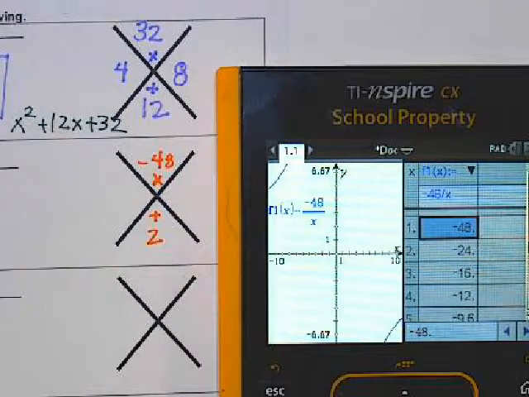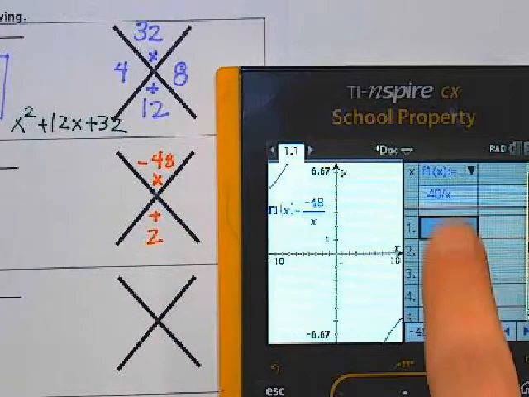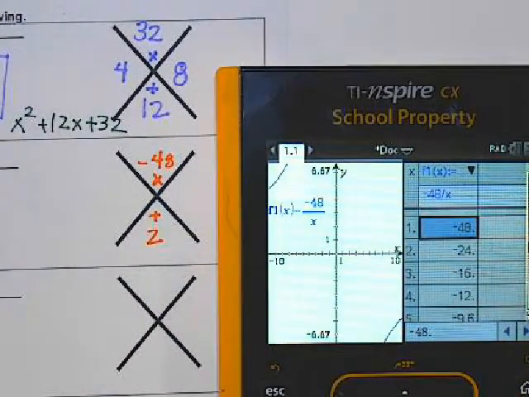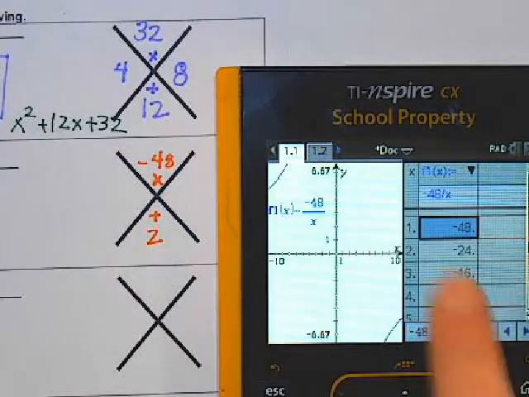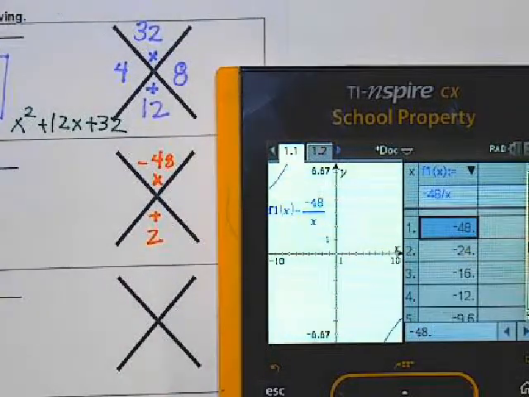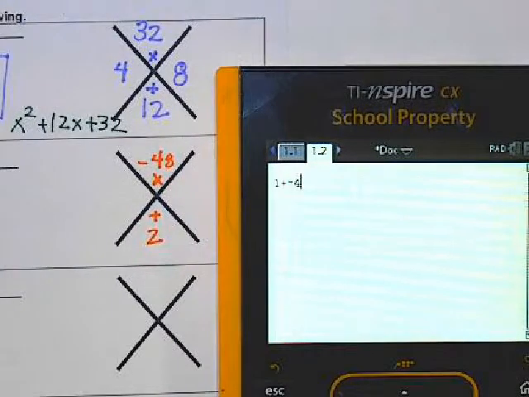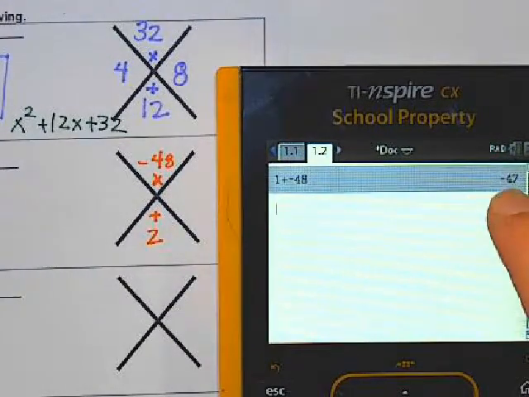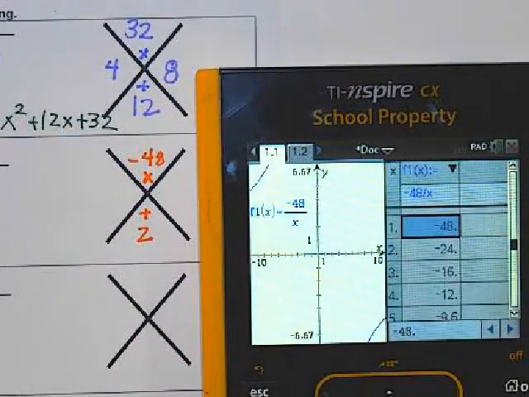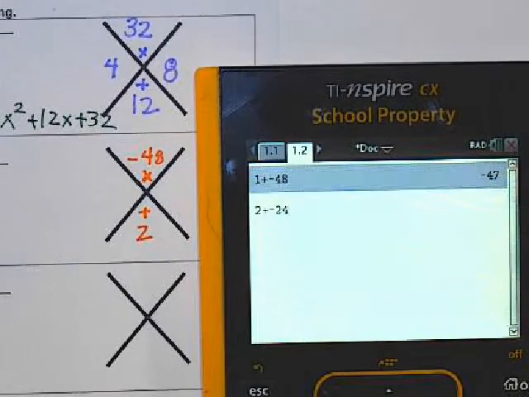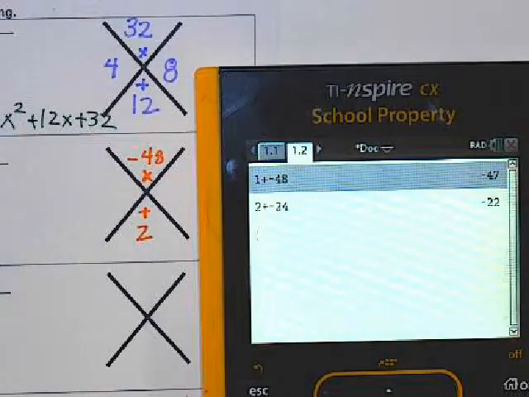Okay, so I'm working with negatives. But I want to plug it into the calculator and make sure that I'm adding right. So I'm going to do Control Doc and do my control arrows back and forth to add. So 1 and negative 48. 1 plus negative 48. Does that give me positive 2? No. So then I go back to my table, do the next one. 2 and negative 24. It does not give me positive 2.